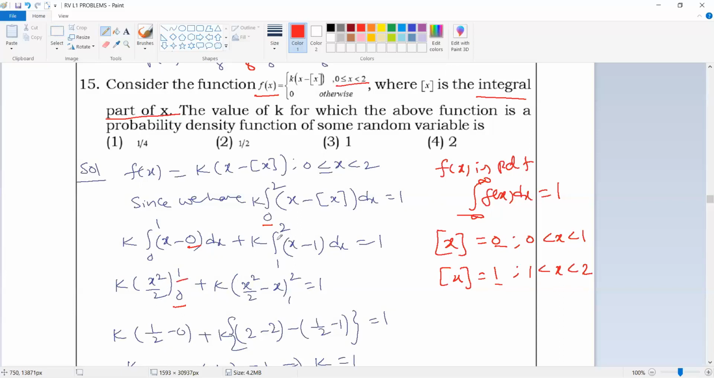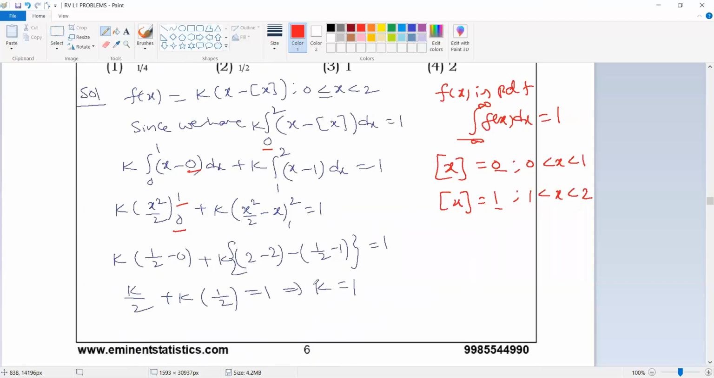So k into the limit, integration of x is x square by 2. Integration of 1 is x. So substitute here 1 to 2 limits. Now k into 1 by 2 minus 0. k into 4 by 2 means 2 here, 2 minus 2. Here the upper limit is over. Next, minus the lower limit. So 1 by 2, x value is equal to 1, 1 by 2 minus 1. So now it is equal to 1.